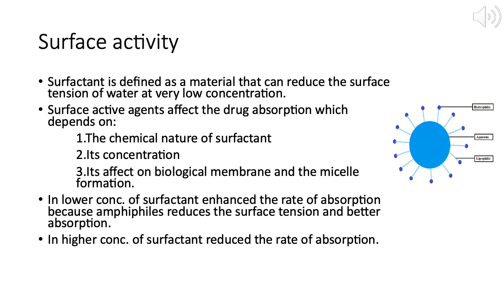Surface activity. A surfactant is defined as a material that can reduce surface tension of water at very low concentration. Surface active agents affect drug absorption. That depends on one, the chemical nature of the surfactant, two, its concentration, three, its effect on the biological membrane, and the micelle formation. At low concentration of surfactant, there's an enhanced rate of absorption because the surfactants reduce the surface tension and there's better absorption. At a higher concentration of surfactant, there is a reduced rate of absorption.